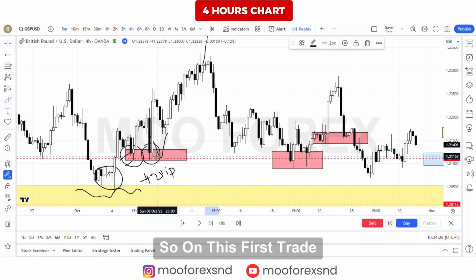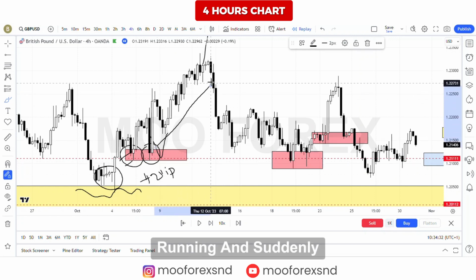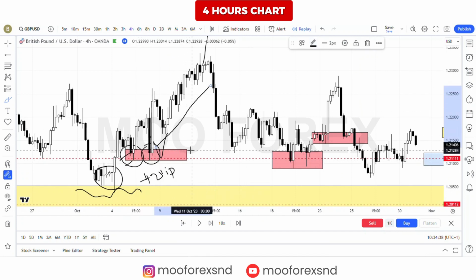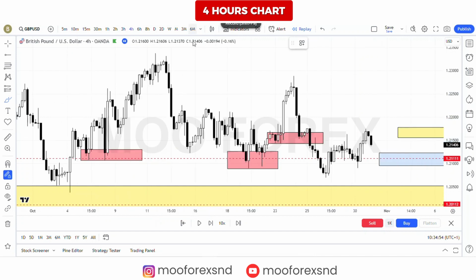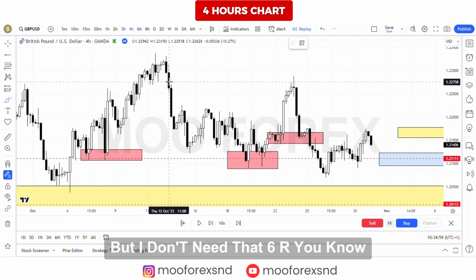So on this first trade I took, I let it run. It was running, and suddenly it came down and it took my stop loss. So that's the first loss. Let me just clean it. So that was the first loss. I could make here 6R, but I don't need that 6R. I just want to follow my trading plan.